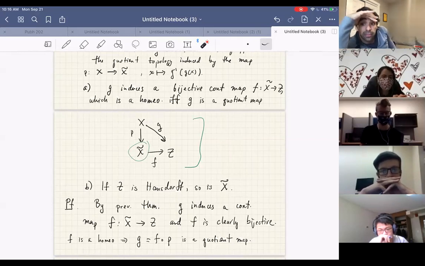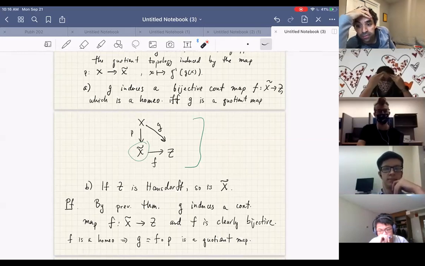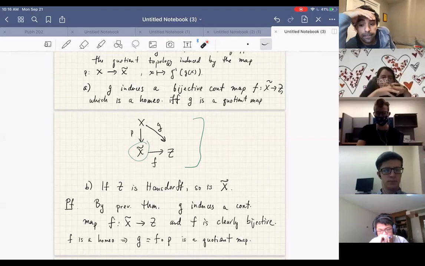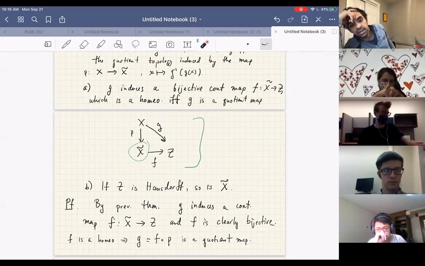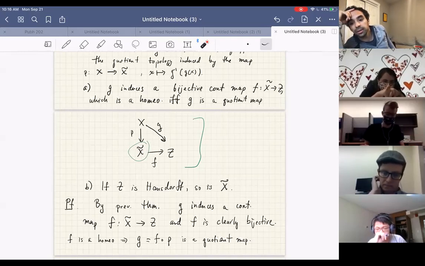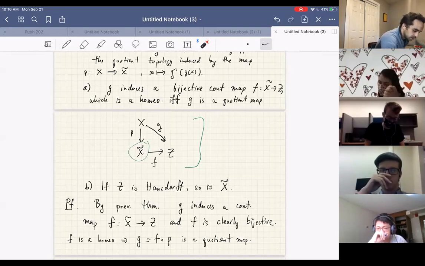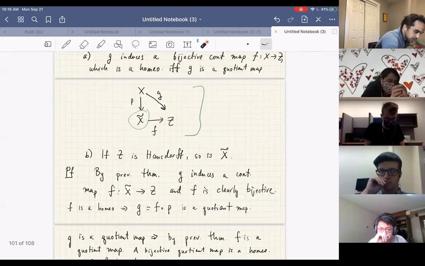Can anyone recall that equivalent formulation of Hausdorffness? A space is Hausdorff if and only if what? Isn't it if the diagonal is closed? If X is Hausdorff, then the diagonal in X cross X is closed. Yeah. It's equivalent to being Hausdorff, actually. You can just think about what it means for the diagonal in X cross X to be closed. It precisely means, let me just do it here. So X is Hausdorff.